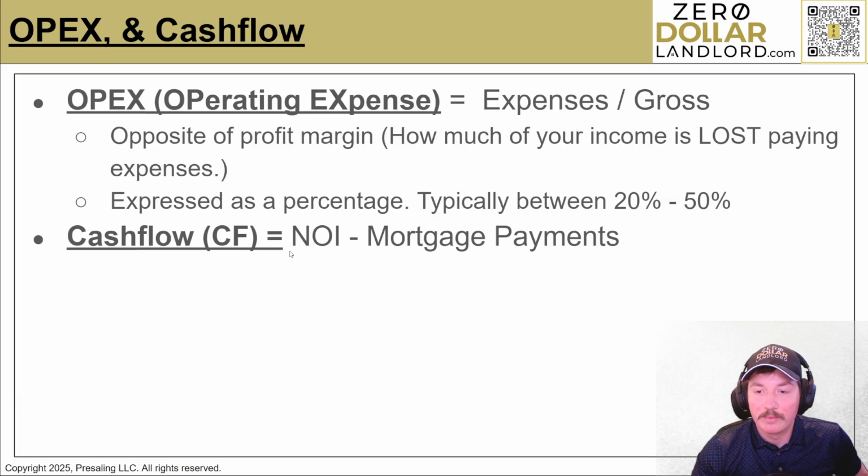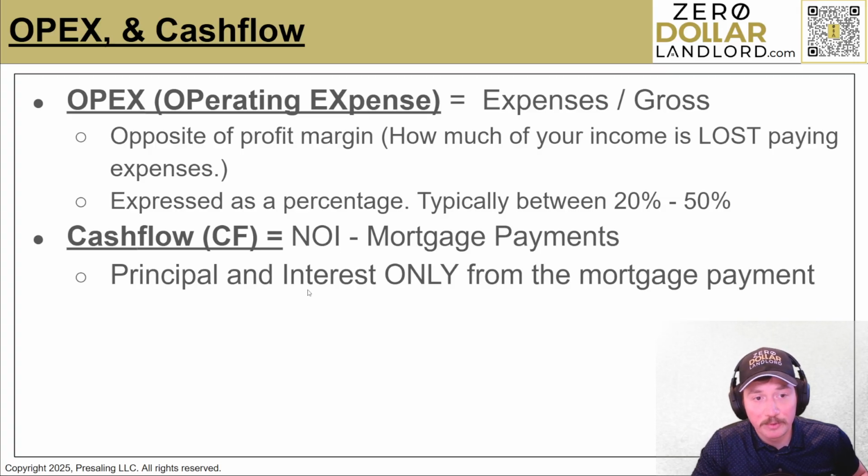Your cash flow is going to be your net income for the year minus your mortgage payments for the year, right? And that's like the actual straight up cash flow you're finally getting after everything's done. Yeah, you finally got some cash flow of the property. And that is just principal and interest.